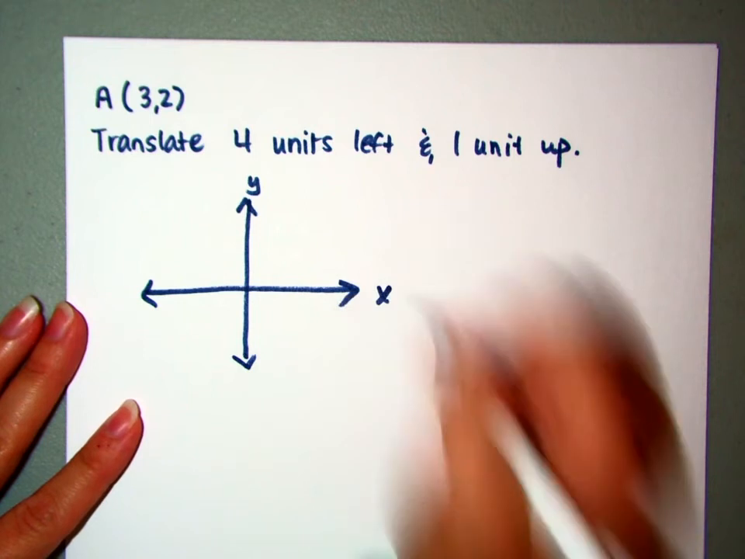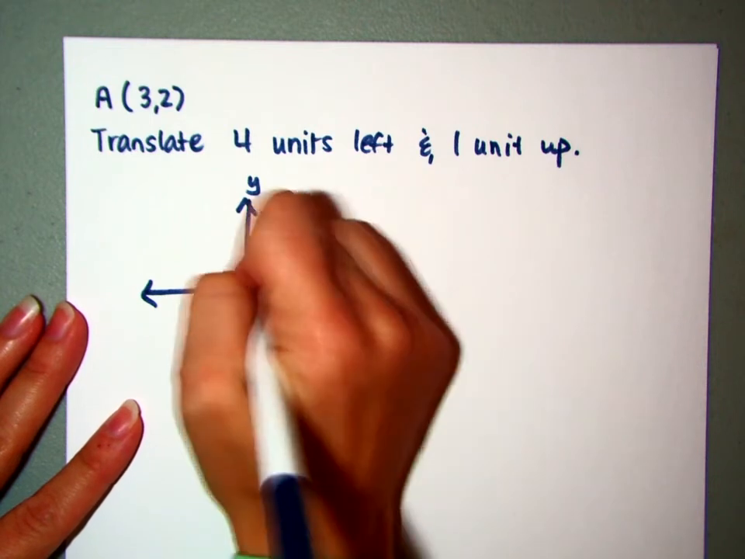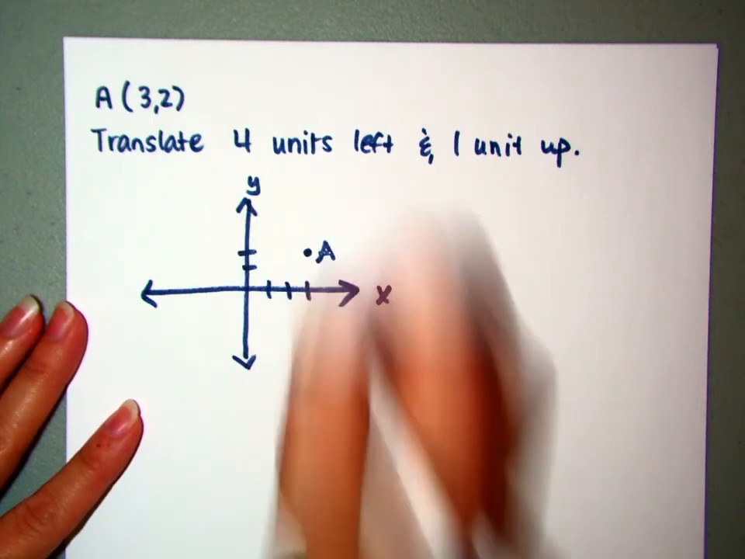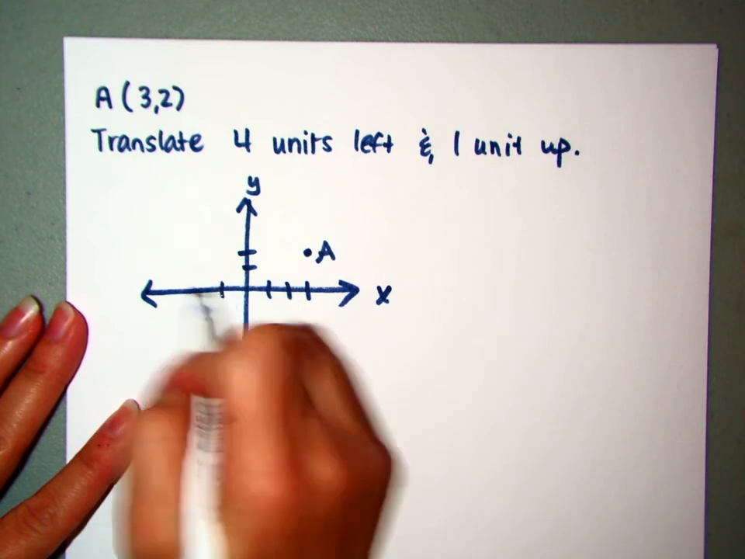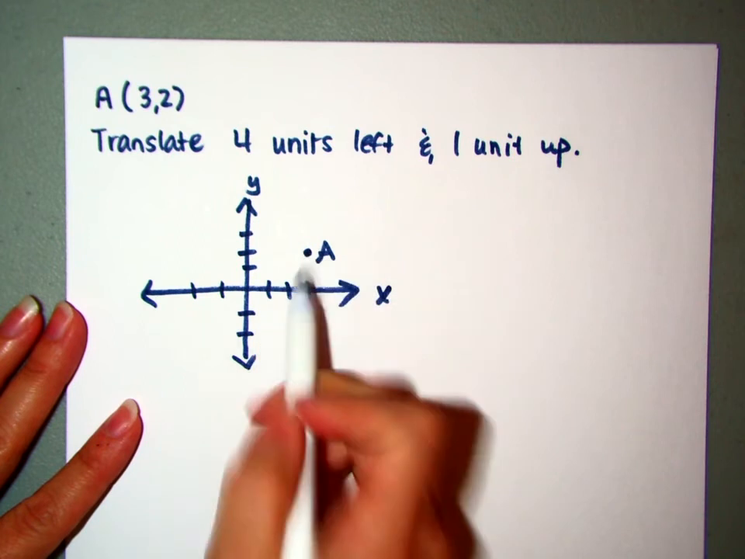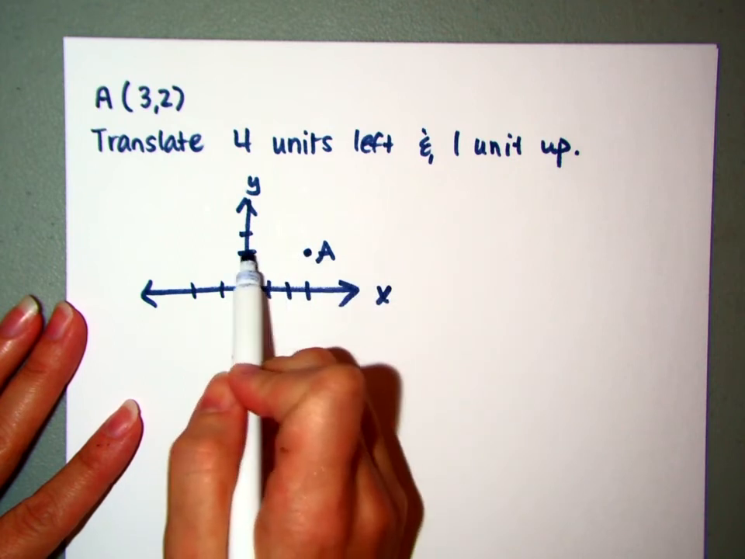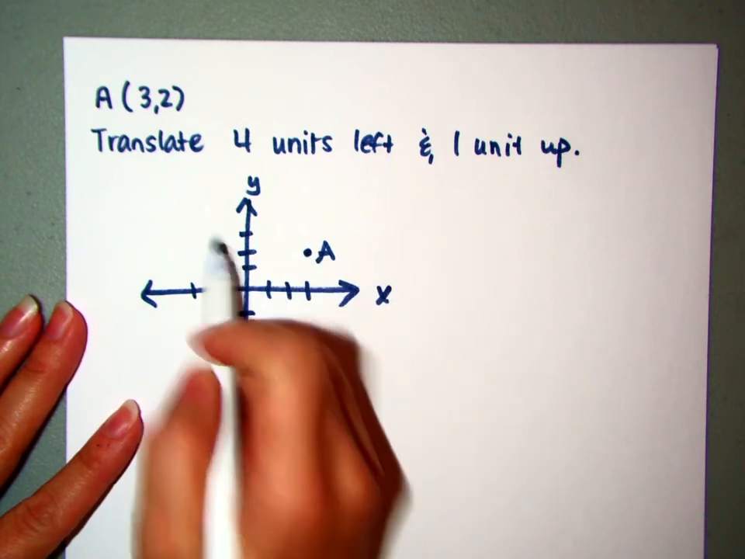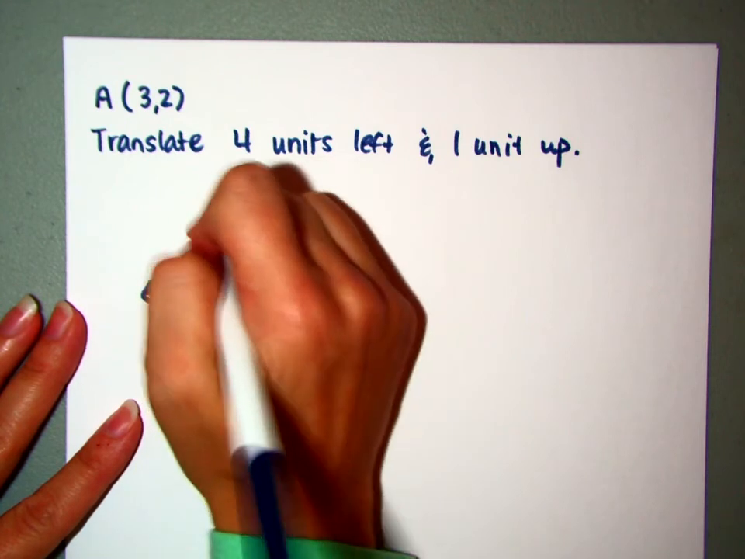On the y-axis and the x-axis, we're going to plot the point 3, 2, and this is going to be called A. Then we're asked to move A 4 units to the left and 1 unit up. So if we move it 4 units to the left, that's 1, 2, 3, 4, and 1 unit up would be right here, and we would call this A prime.